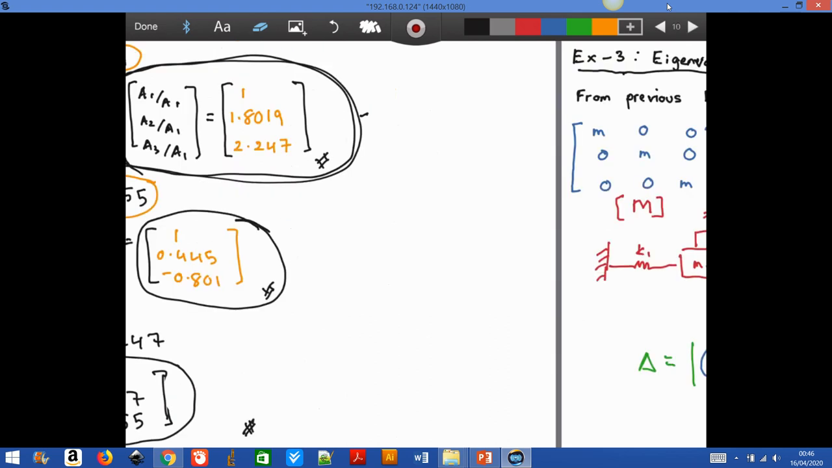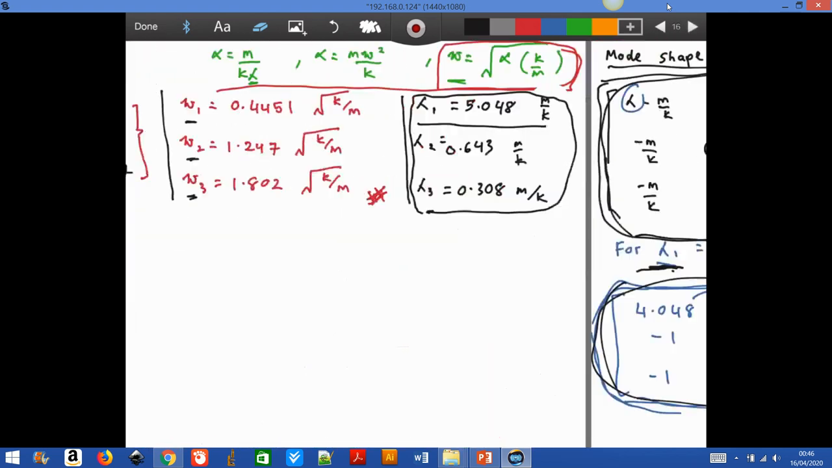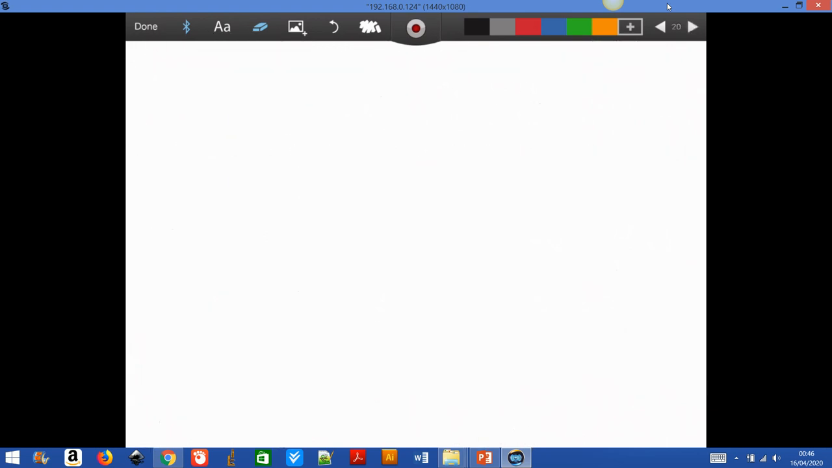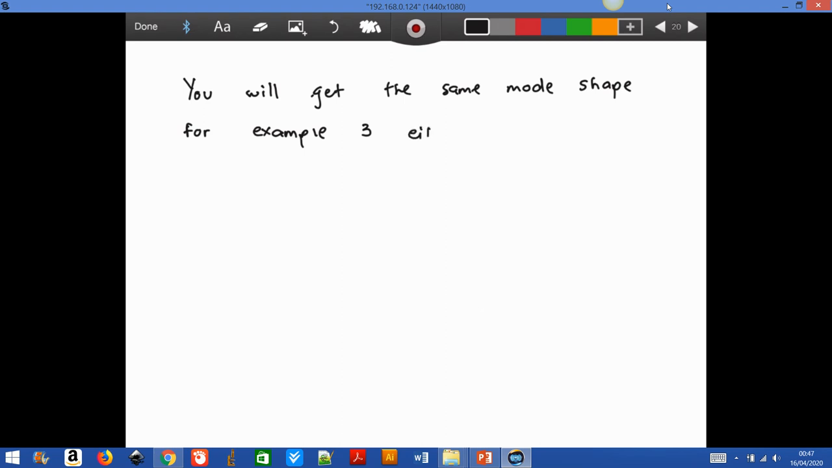So basically, you will get the same mode shape for example 3, whether you use Newton's second law or the eigenvalue approach. If you compare Newton's second law and the eigenvalue approach, you will get the same mode shape.